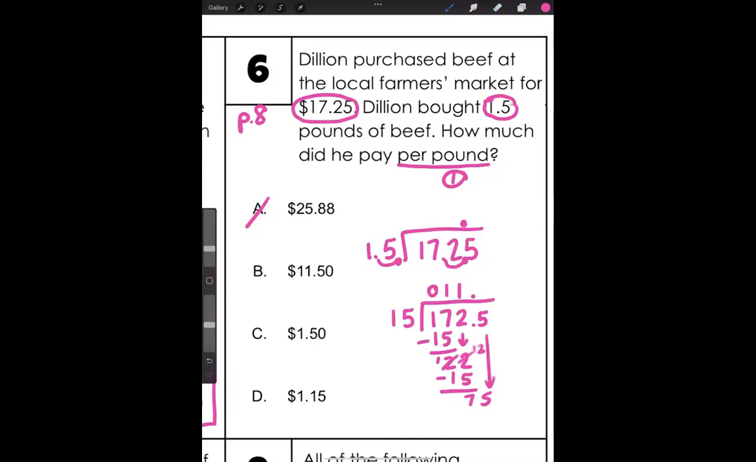15 goes into 75 5 times, because, oops, no wonder I'm confused. 15 times 5 is what I meant to say. is 75. That's what we're trying to get to. Okay, so we subtract, we get 0. Now, this is not an answer choice because this doesn't look like money. To make it look like money, it needs another digit after the 5. So we can always add a 0 without changing the value. So it would be 11.50 for 1 pound.